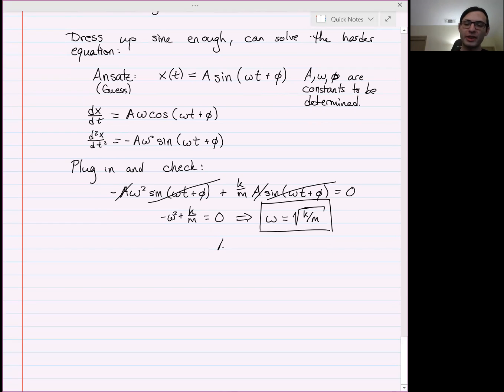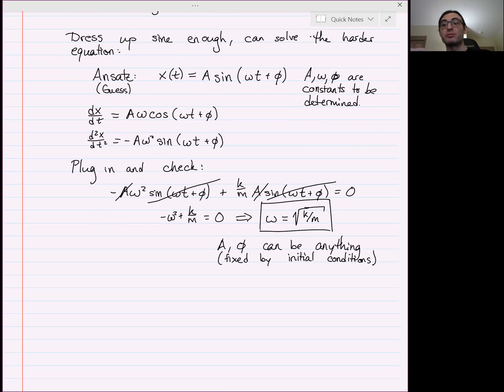However, do note that the constants A and phi can be anything. At least they're not constrained by the equation of motion. In fact, these constants are fixed by things called initial conditions, i.e., those constants in our guess would be determined by things like how fast it was originally moving, and how far away from equilibrium it started out. Those constants A and phi hold information about those particular things.